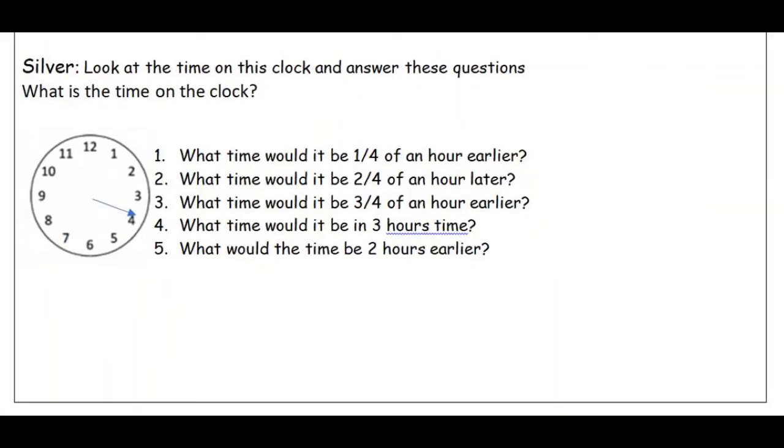This is silver, so look at the time on this clock and answer these questions. So have a little look, what time is it? Write that down and then think about what time it would be a quarter of an hour earlier and then work your way from question 2 to 5. Please use your practical clock at home again to help you, and use your fraction knowledge too.